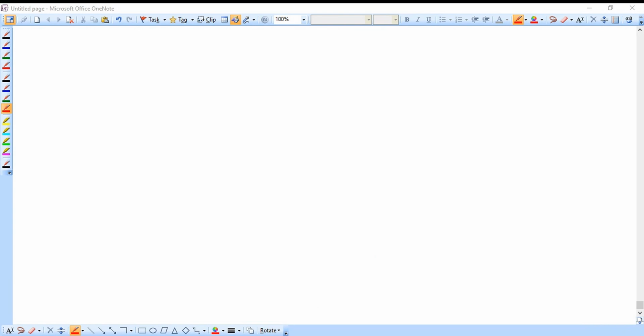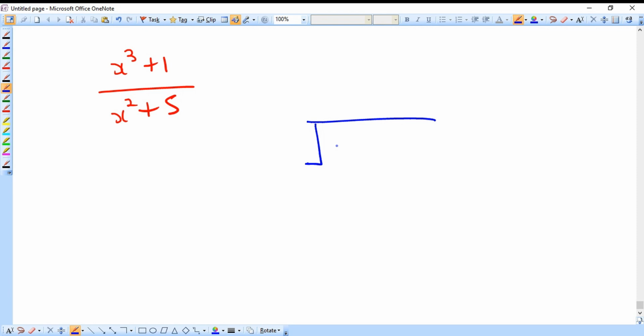Hi, we need to divide here x cube plus 1 by x square plus 5, and then we need to find out the possible degree of the quotient, right? So here we have x cube plus 1 divided by x square plus 5.